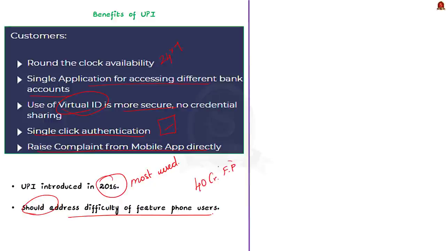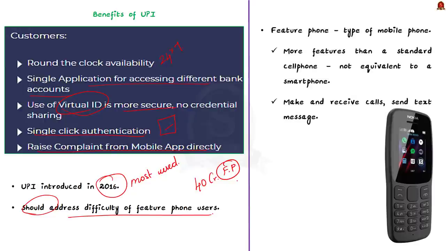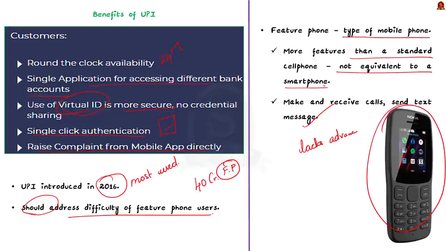Here, let's take a detour and find out what a feature phone means. A feature phone is a type of mobile phone that has more features than a standard cell phone, but it is not equivalent to a smartphone. Using feature phones, we can make and receive calls and we can send text messages also. But it lacks the advanced functionality of a smartphone. For your better understanding, see this picture here. This is how a feature phone looks like.